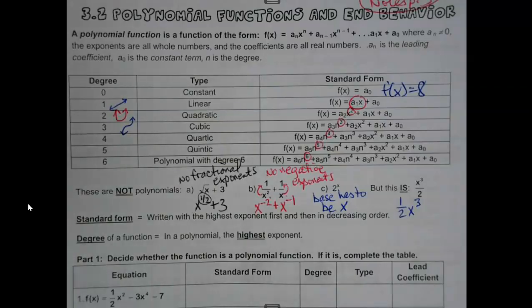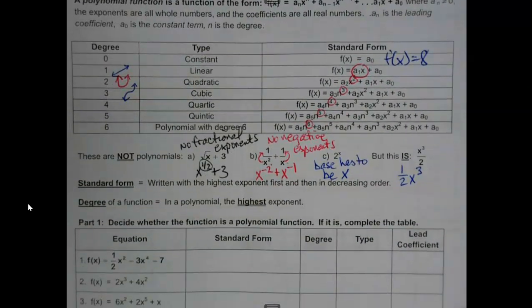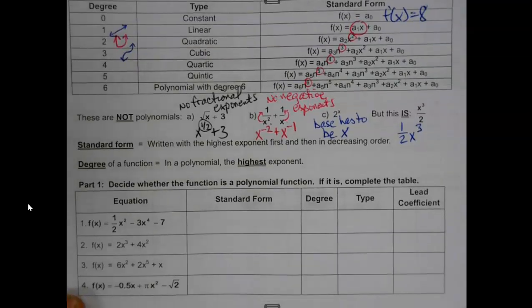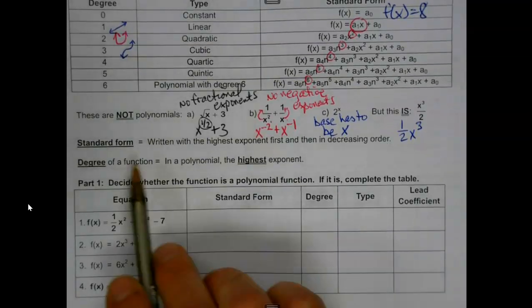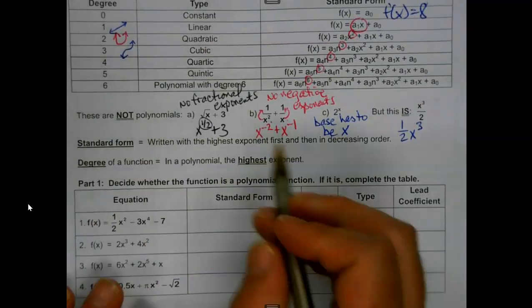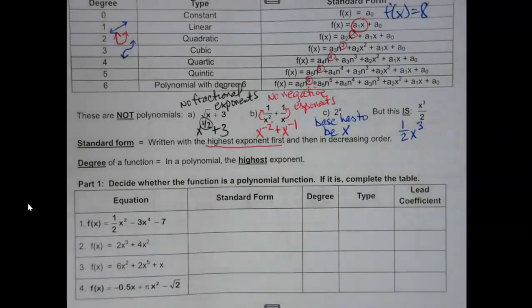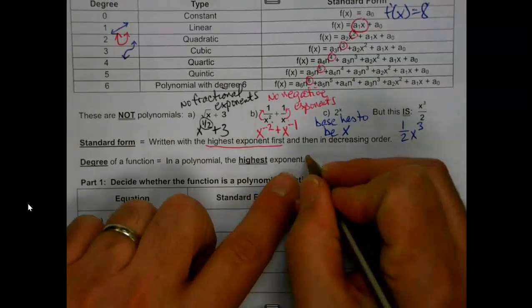Two last little pieces of vocab, and then we'll see how we're doing here. Standard form is written with the highest exponent first and in decreasing order. So you're going from greatest to least when you're looking at your exponents. And then the degree of a function is the highest exponent. I'm going to take that a little further.